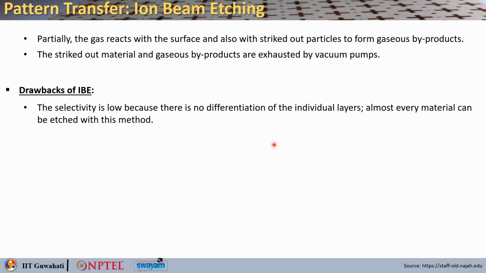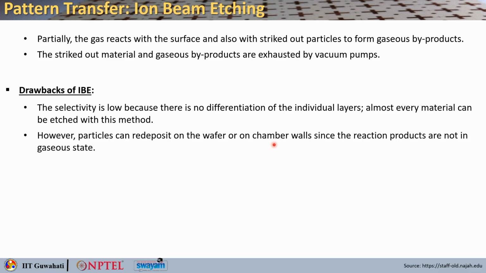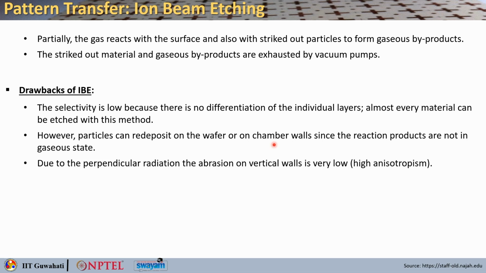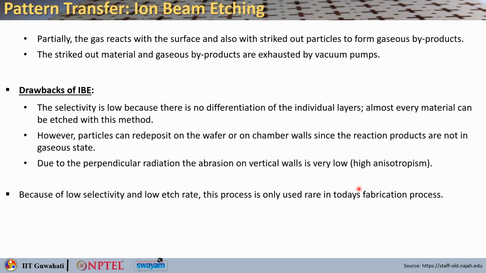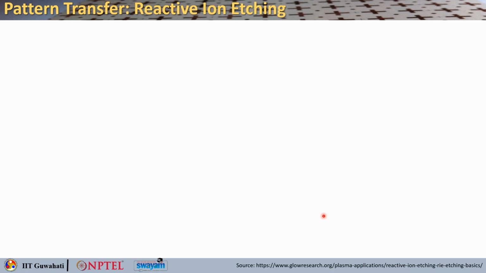The selectivity here is low because there is no differentiation between individual layers. Almost every material can be etched using this method. However, another problem is that the particles can redeposit on the wafer or the chamber walls, since the reaction products are not in the gaseous phase. Due to the perpendicular radiation, the erosion on the vertical wall is very low, so you get high anisotropy. Because of low selectivity and low etch rate, this process is not a very popular one in today's fabrication process.